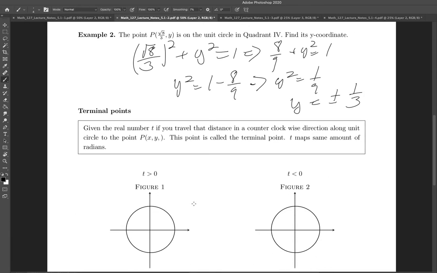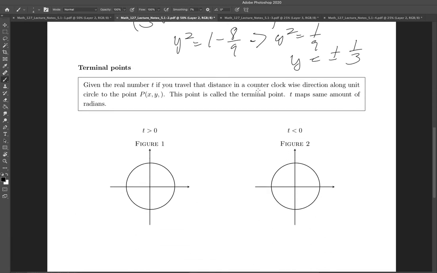Terminal points. Given a real number t, you travel along the distance clockwise to a terminal point. These are called terminal points. The t maps the same amount of radians. So notice here, say this is unit 1. If I went 3.14, I would go over to pi, and so that's pi radians. And if I measure this distance here, that would be 1, 2, 3, and then 1.4. And so that's what a terminal point is, and so it's kind of like an angle.